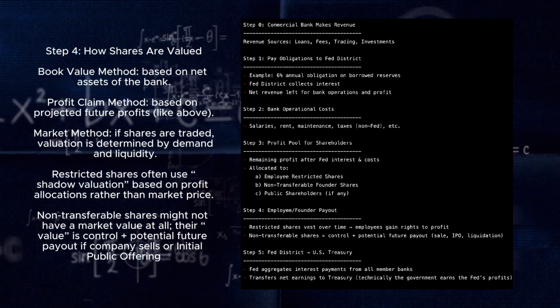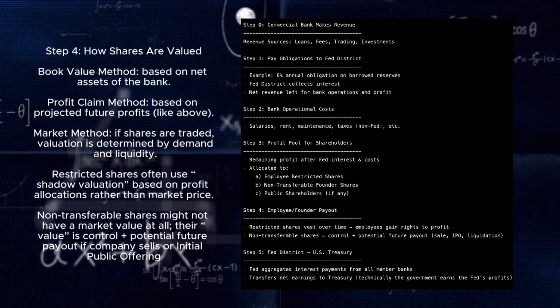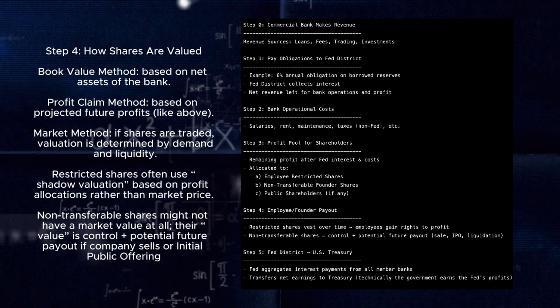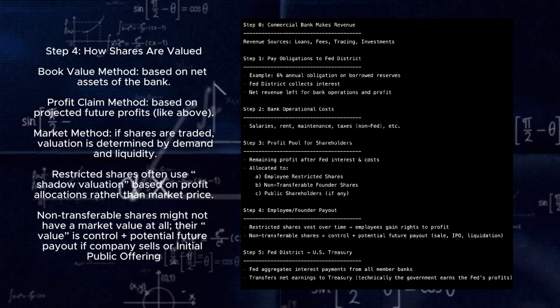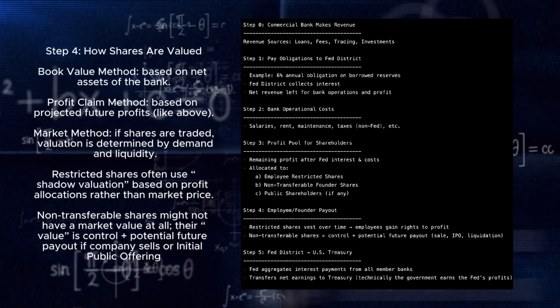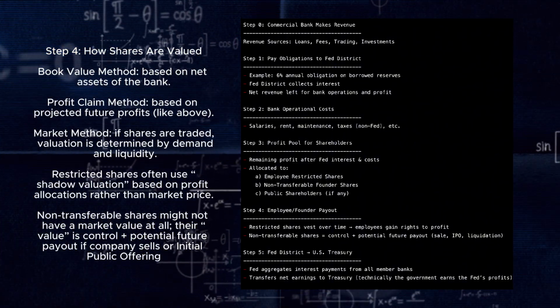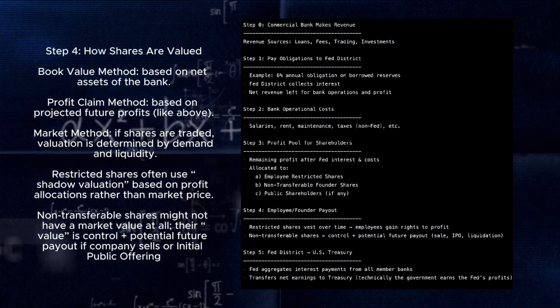How shares are valued. Book value method: based on net assets of the bank. Profit claim method: based on projected future profits. Like the above market method, if shares are traded, valuation is determined by demand and liquidity.